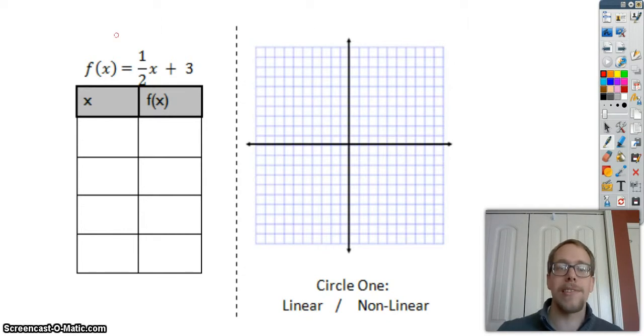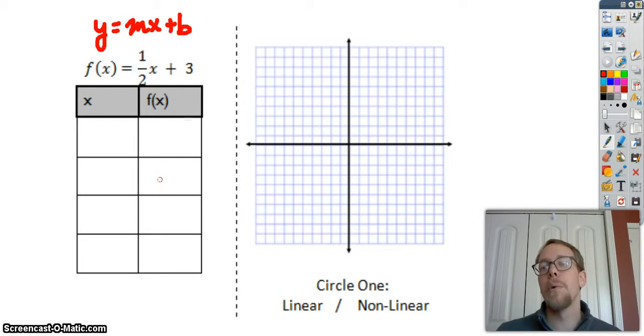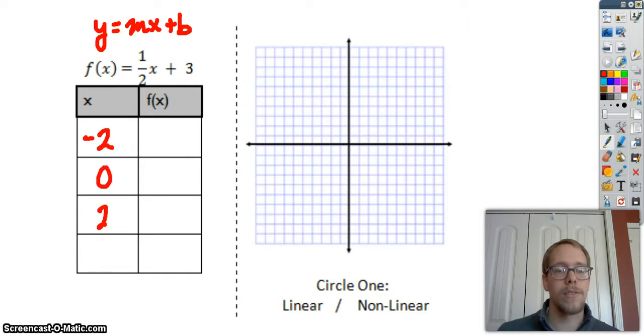Now you may be able to look at this and say, hey, that looks a lot like my y equals mx plus b. But let's plot a couple points and just take a look. Let's look at the table, look at the graph, and let's see if this is indeed a linear function. I'm going to use values that are friendly with 1/2. So I'm going to use values that are divisible by 2 as input values. So I'm going to use -2, 0, 2, and 4. Now inputting these domain values into my function, 1/2 of -2 is -1.